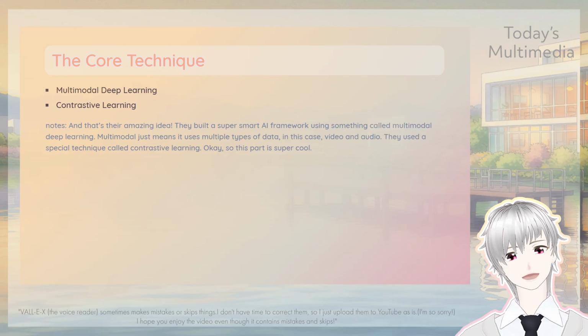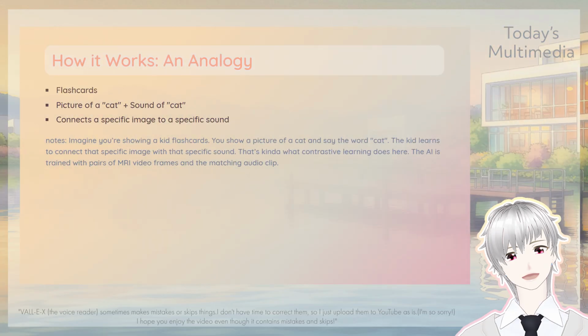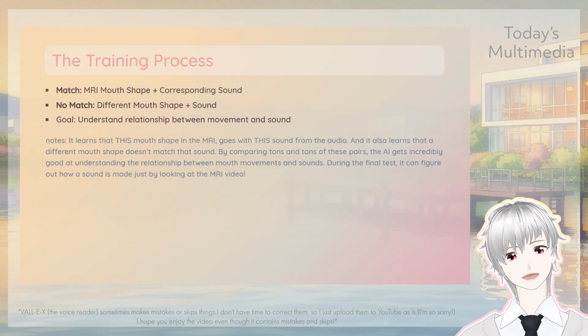Okay, so this part is super cool. Imagine we're showing a kid flashcards. You show a picture of a cat and say the word cat. The kid learns to connect that specific image with that specific sound. That's kind of what contrastive learning does here. The AI is trained with pairs of MRI video frames and the matching audio clip. It learns that this mouth shape in the MRI goes with this sound from the audio, and it also learns that a different mouth shape doesn't match that sound.